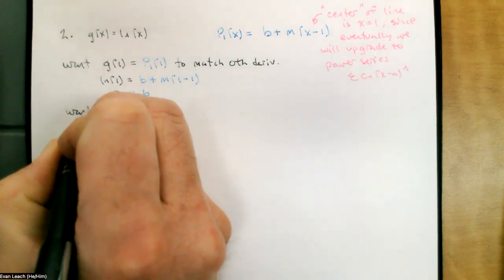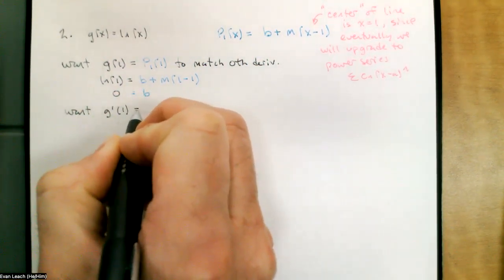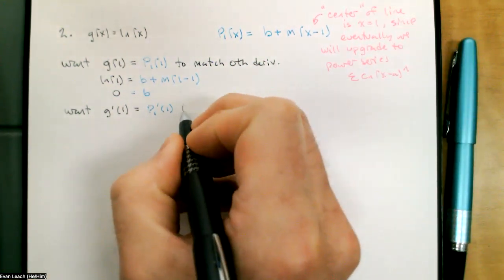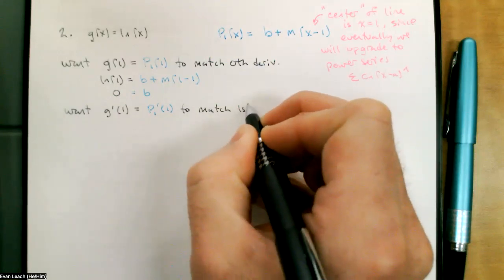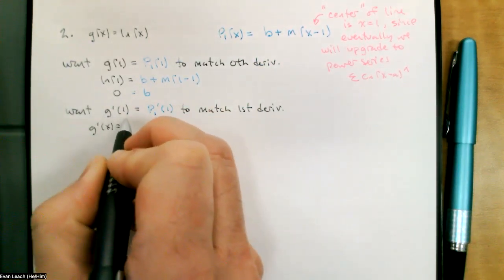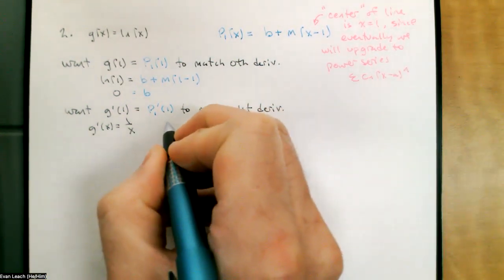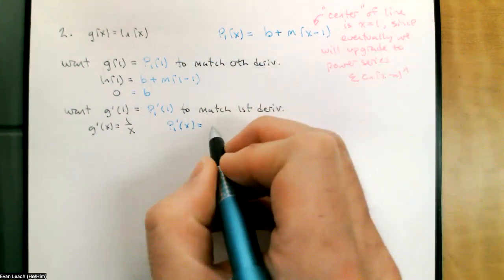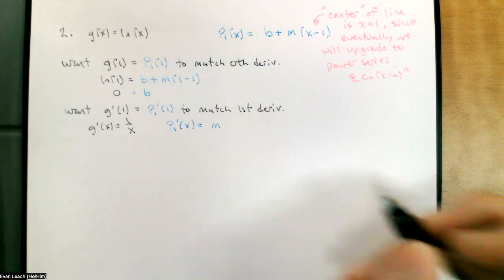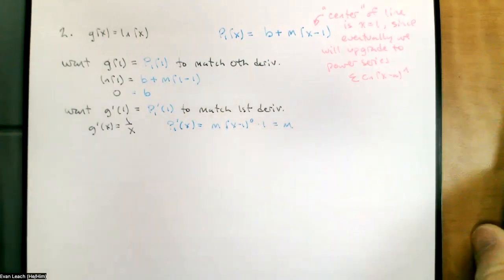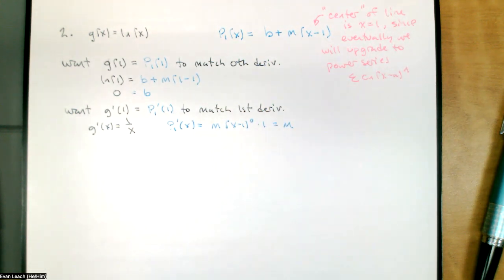So now we have the constant term for our linear function. I also want g prime of 1 to equal p1 prime at 1 to match the first derivative. Well, g prime of x is 1 over x, and p1 prime of x is, let's see, derivative of b is 0, derivative of m times x minus 1 is m, times x minus 1 to the 0, times the derivative of the inside, which is 1. So p prime is just m. It's a first degree polynomial. Its first derivative is going to be constant. We are not surprised by this.